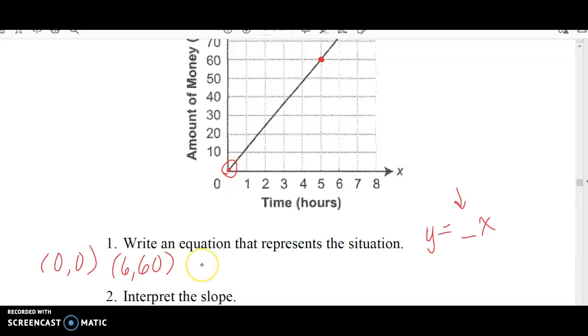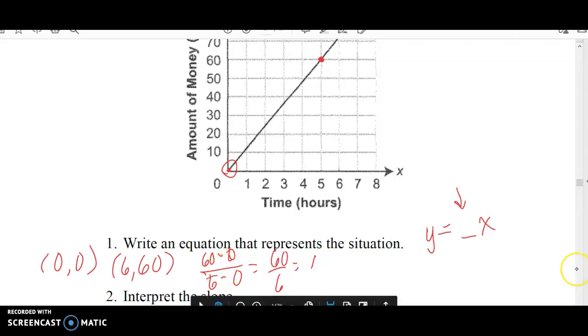Okay? So if you take 60 minus 0 over 6 minus 0, you're going to see it's going to be 60 over 6, which is going to reduce to 10 to 1. Nope. 60 over, why am I saying 6? It's 5. Oh my goodness, it's 5. Just kidding, just kidding. It's 12. So 60 divided by 5 is 12.